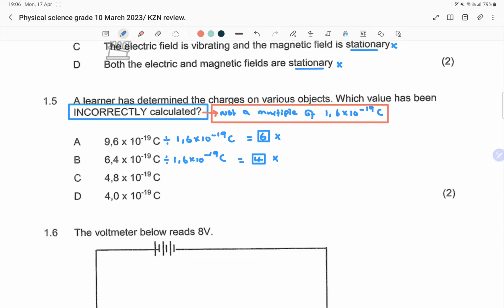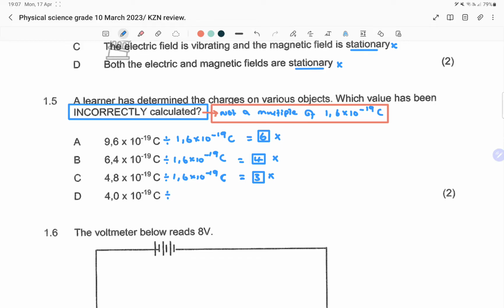Nope, something is not right. 4.8 times 10 to the minus 19 divided by 1.6 times 10 to the minus 19. So if we do this, coulombs will cancel, and then I'm getting a whole number, 3. So that we don't want because we want the incorrect value. Most likely this one is the value, right?